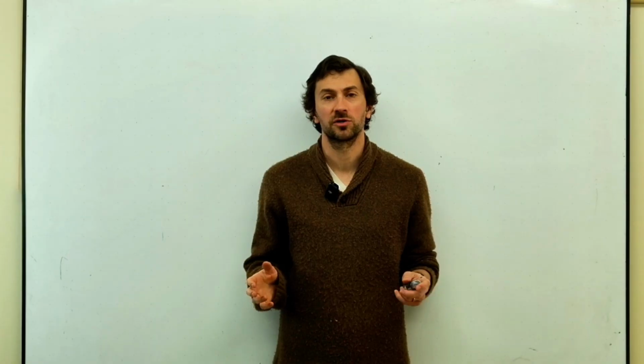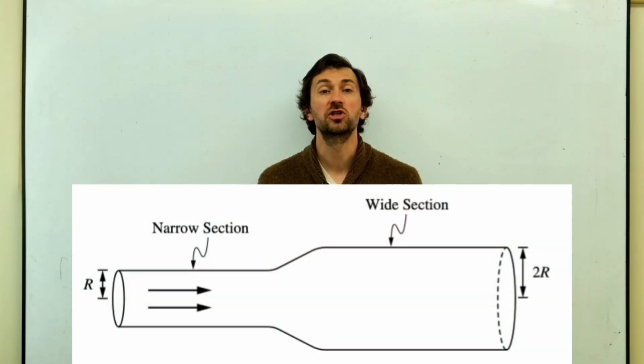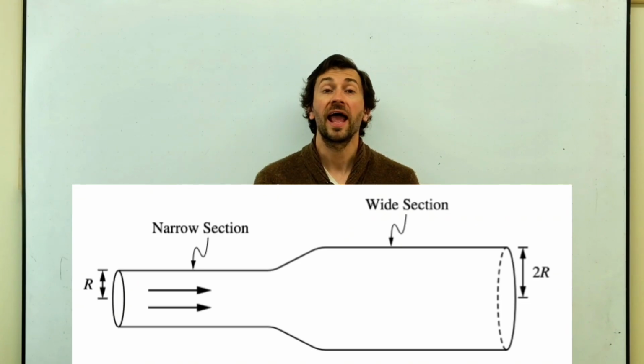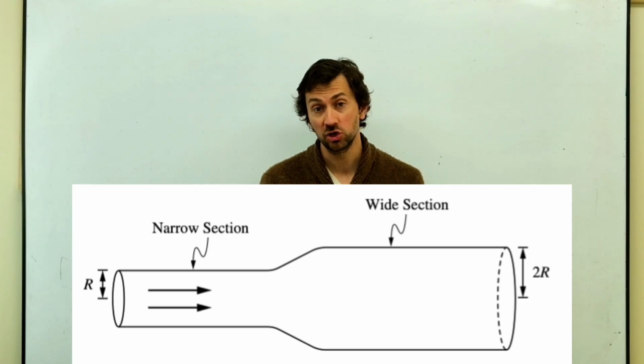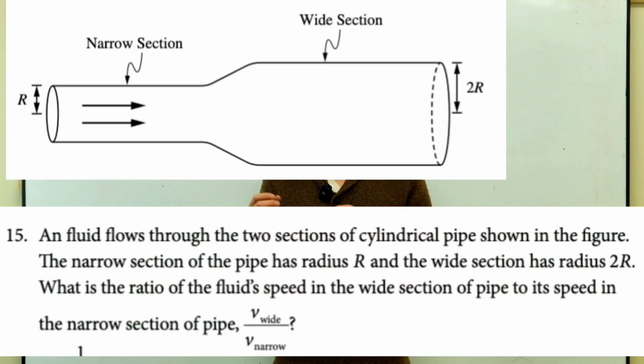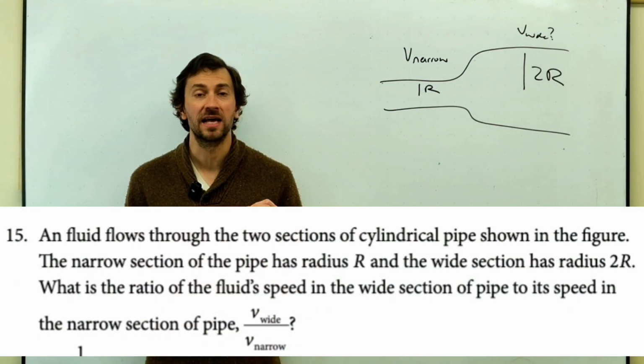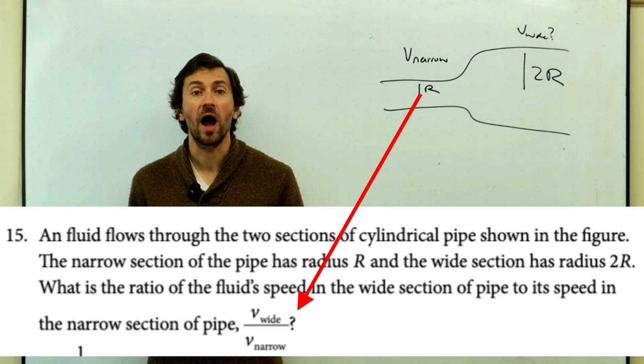Here in the second question, we have a pipe, and the pipe has two sections, a narrower section with radius r and a wider section with radius 2r. And it says if we compare the velocity of the narrow section, what will the velocity of the wide section be? The way this question has worded it is asking us to write it as a ratio, V wide divided by V narrow.